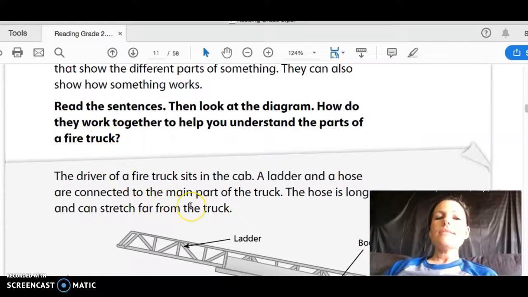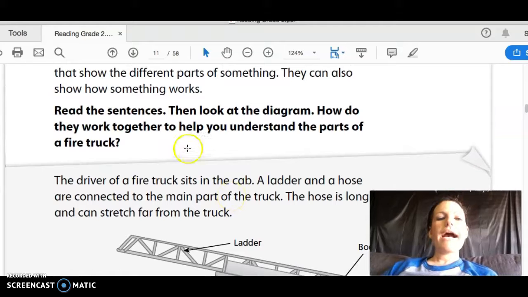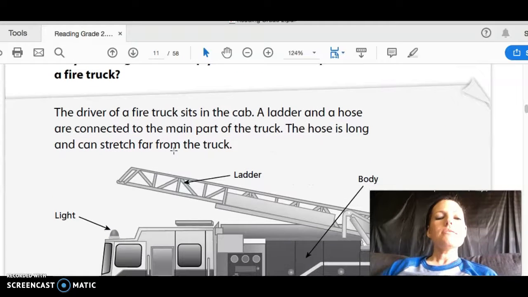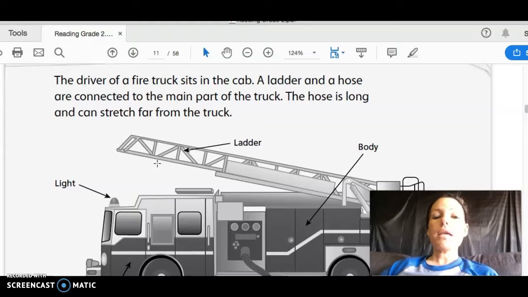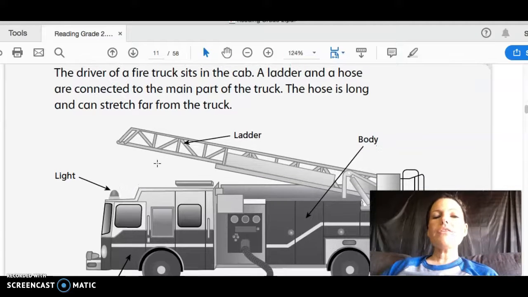Let's read the sentences below. Then we're going to look at the fire truck diagram. How do the sentences and the diagram pictures work together to help you understand the different parts of a fire truck? So as I read the text about the fire truck, I want you to keep your eye on the diagram so that you can really understand what the text is telling us.